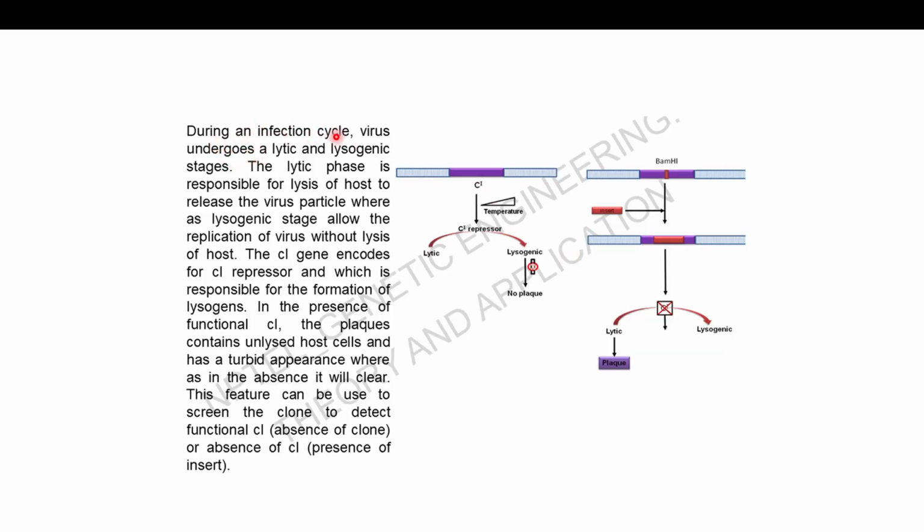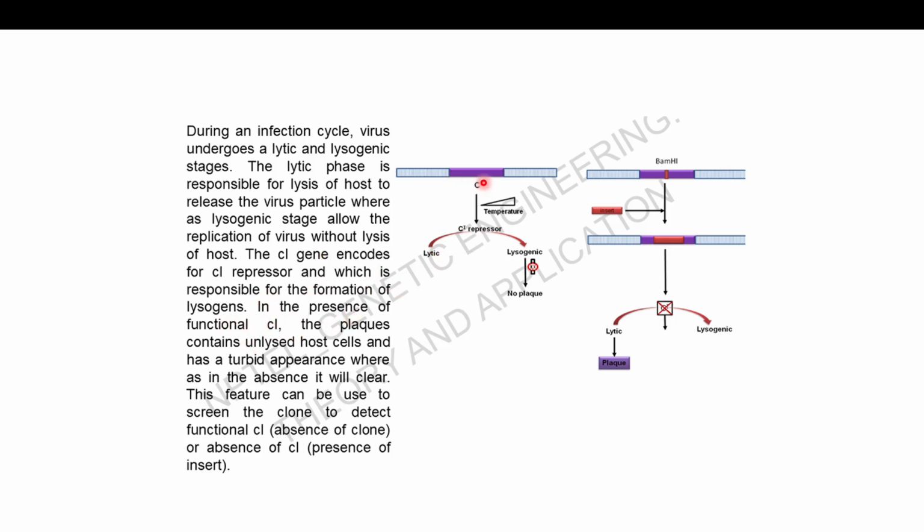Now, in general, this is about the viral lytic cycle. So, during an infection cycle, virus undergoes lytic and lysogenic cycles. Okay, during the lytic phase, this is responsible for the lysis of the host to release the viral particle, whereas the lysogenic stage allows the replication of virus without the lysis of the host. Right. So there is the CI gene which encodes for CI repressor and which is then responsible for the formation of lysogens, right?